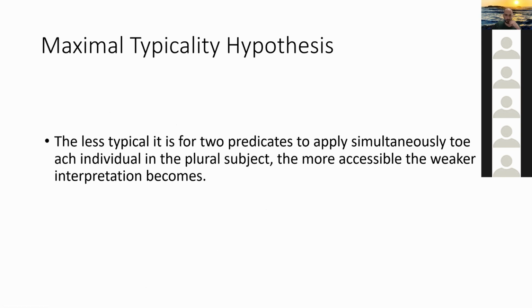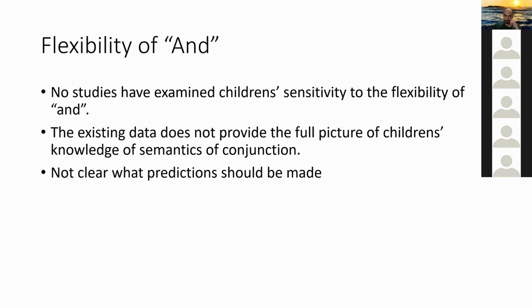So the next hypothesis that they bring up is the maximum typicality hypothesis, which is that it's less typical for two predicates to apply simultaneously to each individual in the plural subject, and the more accessible the weaker interpretation becomes. So this means that if it's a very untypical sentence, the more accessible the weaker interpretation becomes. And then they go on to talk about the flexibility of and in the ideas of children, because no studies have examined children's sensitivity to the flexibility of and, the existing data does not provide the full picture of children's knowledge of semantics of conjunction, and it's not clear what predictions should be made.